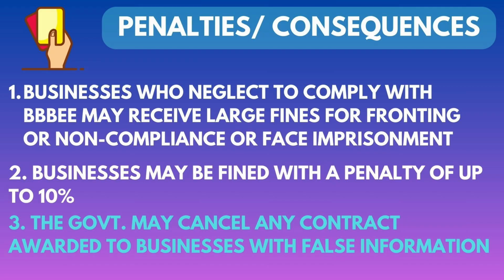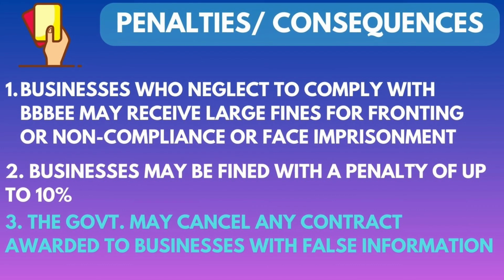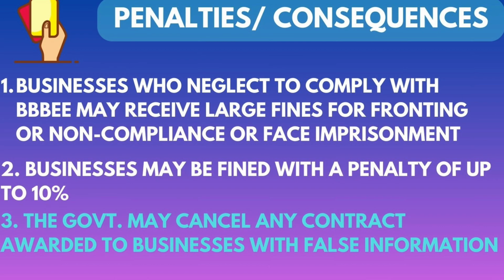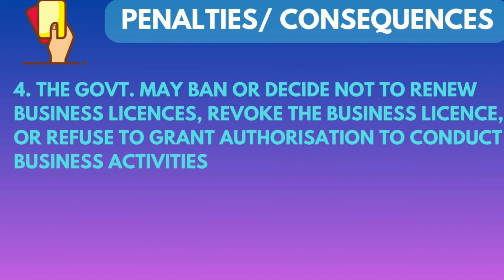You'll be getting your fine for non-compliance. Penalties can be imposed on a business that conducts non-compliance. And then the third point, the government will cancel any contract that is awarded to that particular business because they have given false information regarding a BEE status. And then the fourth point, the business can be banned from participating in government contracts. Banned! If you are an enterprise that is seen not to comply with this act, therefore you can be banned from participating in government contracts. And that can take a period of 10 years.